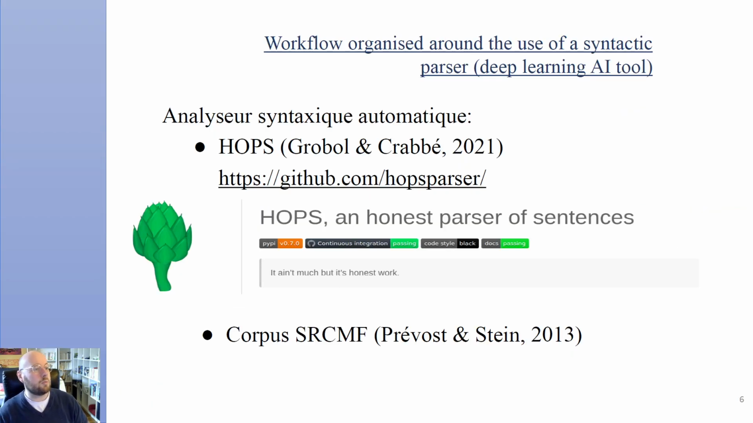We drew on the work carried out by Loïc Robol and Benoît Crabet as part of the SMURF project led by Sophie Prévost and Achim Stein. In particular, they developed the HOPS parser, an honest parser of sentences, which has very high success rates for the Old French language. We are in the process of improving it by training and developing language models for the classical period, which has not yet been systematically developed.